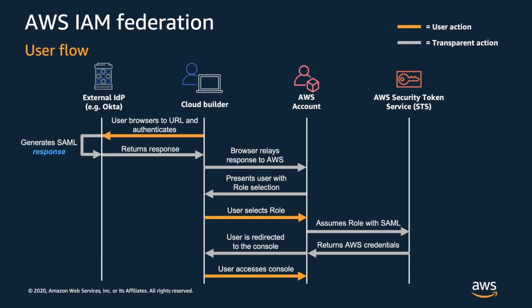So in this first access pattern, Okta, or an external identity provider, is our identity provider, and our AWS account is our service provider. And since we're initiating this flow from our external identity provider, this is known as an IDP-initiated SAML flow.